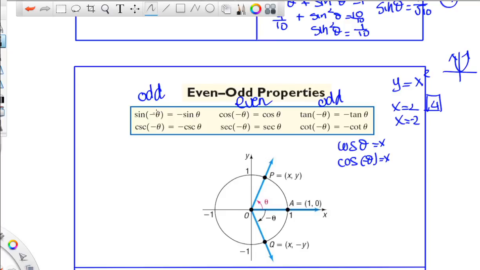Okay, odd functions then would be the opposite. So if I go theta and I end up at y, so if the sine of theta is the y value, if I do that same rotation in the negative direction, I end up over here, and then I'm at a negative y value. So you can see that they're odd. Okay? See if you can figure out why the tangent and the cotangent are odd.